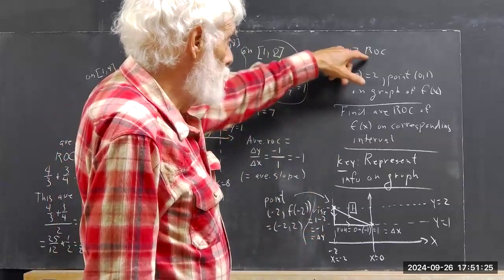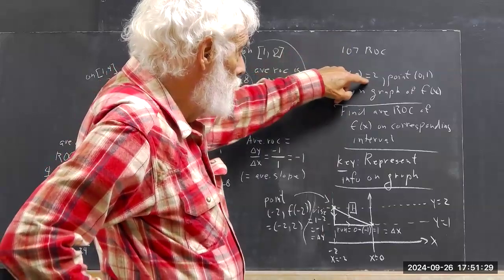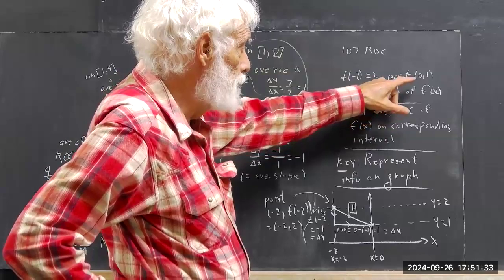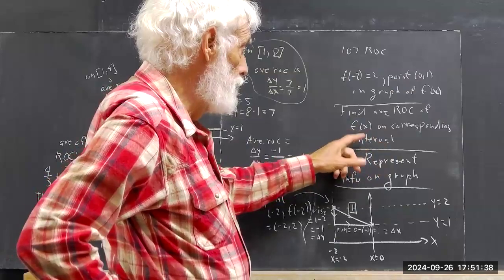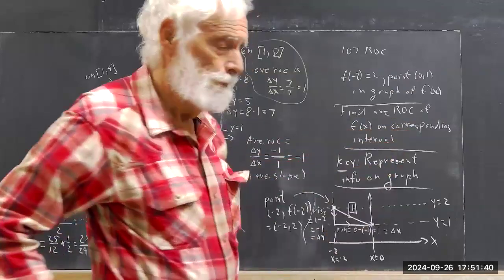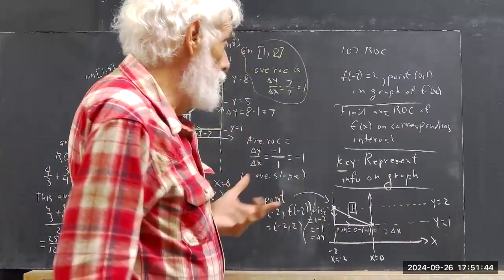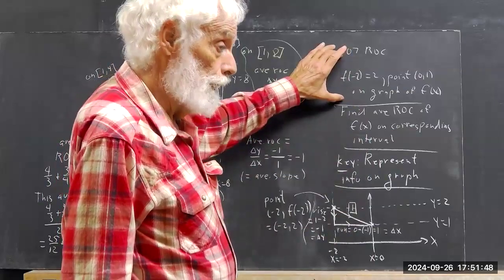Okay. 107, your rate of change. You got f of -2 equals 2, and you also said that a point on the graph of f of x is (0, 1). You want to find the average rate of change of f of x on the corresponding interval. Now that could be pretty mysterious. I'm going to make it less mysterious for you. The key is represent all this stuff on a graph. So let's put this information on a graph.